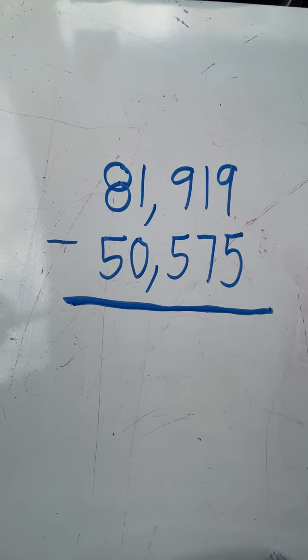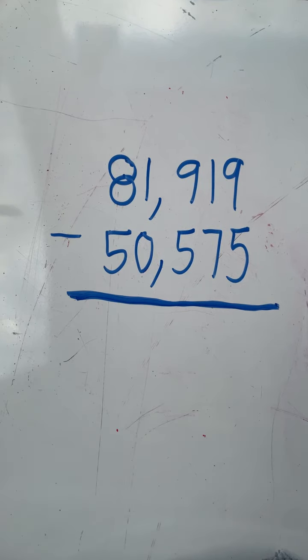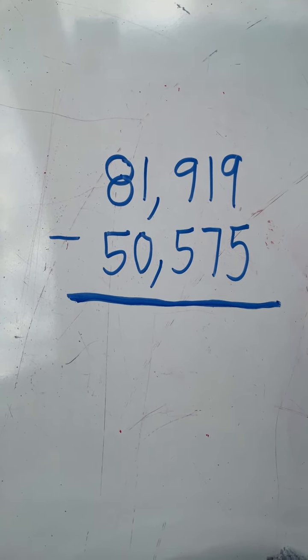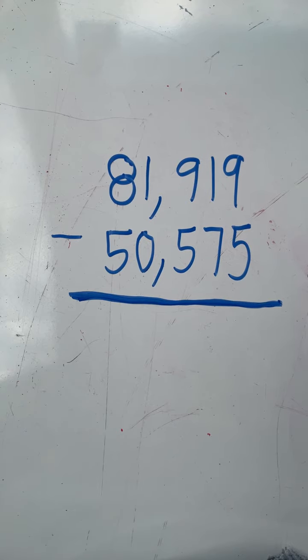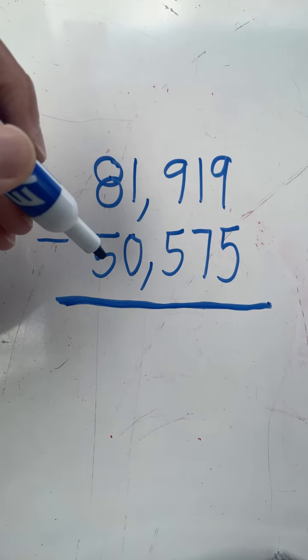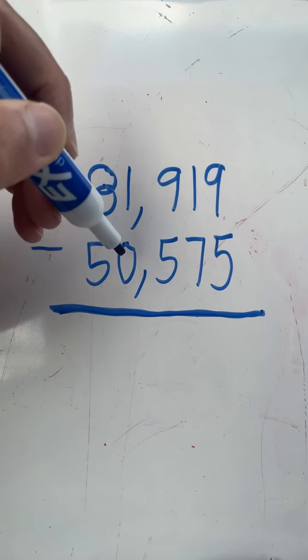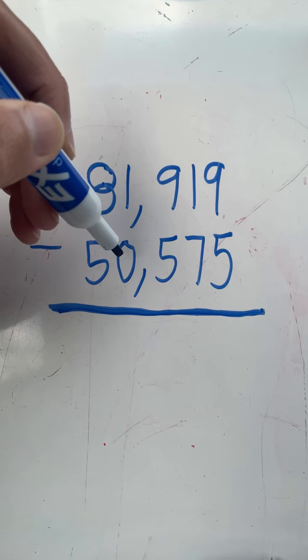So for subtraction, we regroup whenever there is a bottom digit that is bigger than the top digit. So before I do any subtraction, I always look to see, is regrouping required? Now looking at this problem, in the 10,000s place, 8 is bigger than 5. No regrouping needed there. 1 is bigger than 0. No regrouping needed in the thousands place.